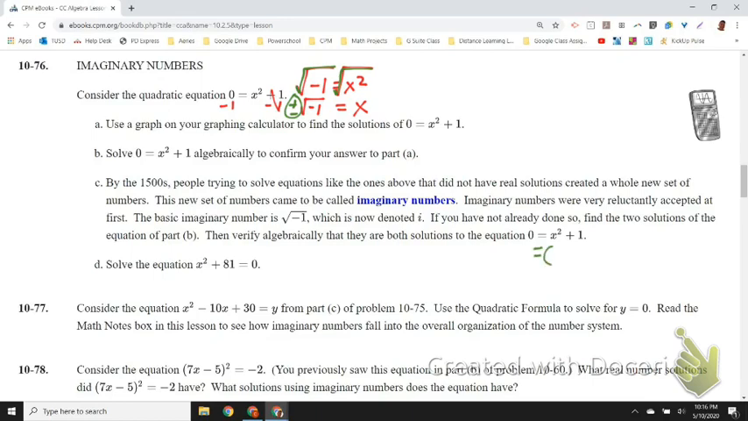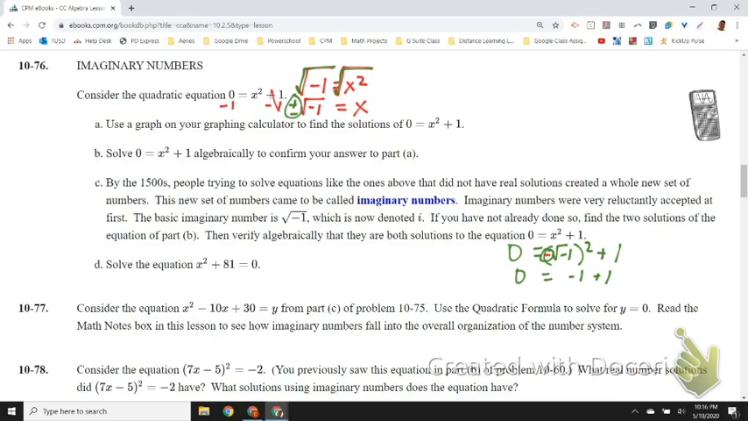And every time I plug those in for x squared, and I solve, I add 1 to it, I'm still going to get 0. So whether it's the square root of negative 1 squared, if I'm going to square that, I'm going to get negative 1 plus 1, I'm going to get 0. Or if it is the negative square root of negative 1 squared, I'm still going to get negative 1 plus 1 equals 0, right? Because a negative times a negative is still going to be a positive.